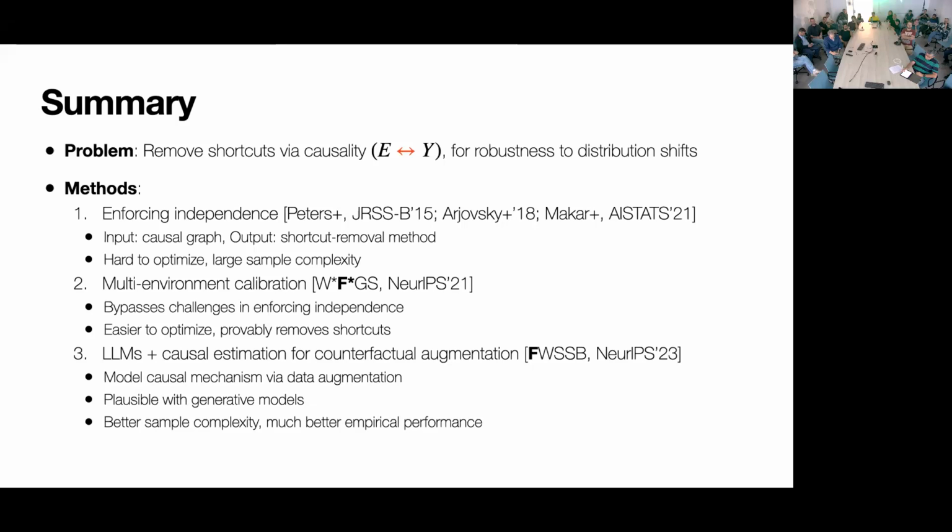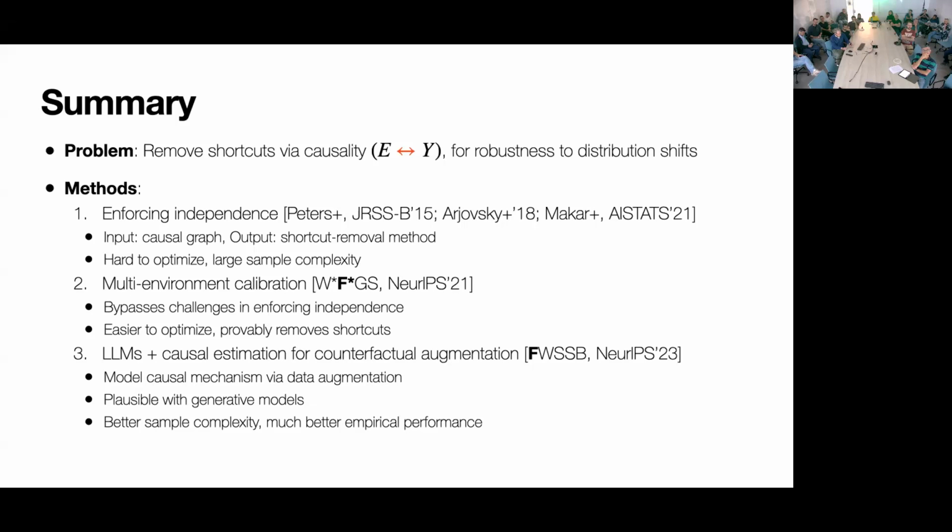I want to summarize a bit what I said so far. That literature of trying to remove shortcuts through some causal notion of the world is focused primarily on enforcing independence between this e variable, either observed or unobserved, in the world. We imagined some causal graph encoding our assumptions about the world, and we got some shortcut removal method, but it was usually very hard to optimize and needed a lot of samples to actually work in reality.